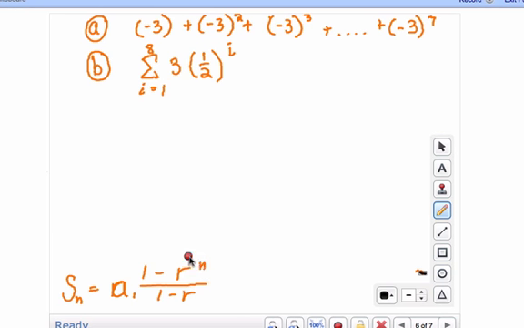Okay, so if we go up to our first example here, we can see that a sub 1 is negative 3. And we can see, what are we multiplying a sub 1 by? We're multiplying it by another negative 3. So r is negative 3. So we're multiplying each value by another negative 3. That tells us that that's r.